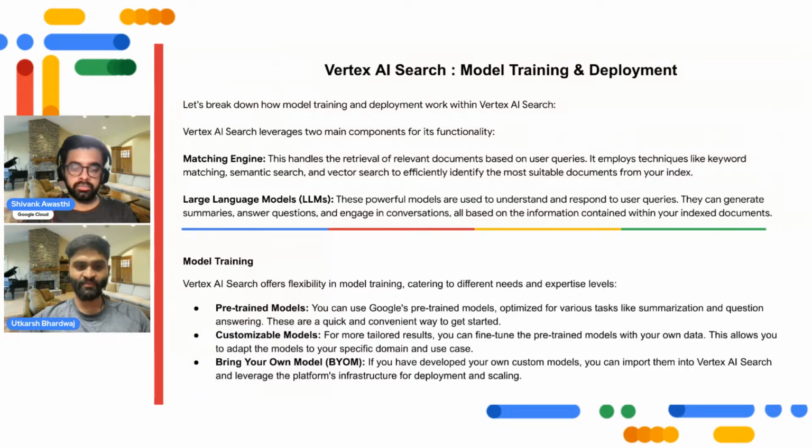Then comes the customizable models. For more tailored results, you can fine-tune the pre-trained models with your own data. This allows you to adapt the models to your specific domain and use case. The use case can be anything related to healthcare, marketing, sports, etc. The possibilities are endless. Third is bring your own model. If you have developed your own custom models, you can import them into Vertex AI Search and leverage the platform's infrastructure for deployment and scaling.